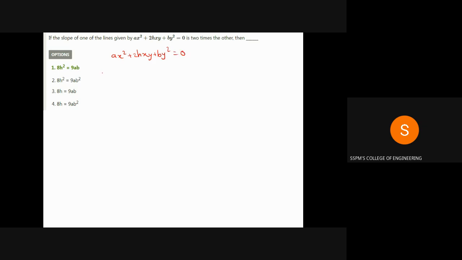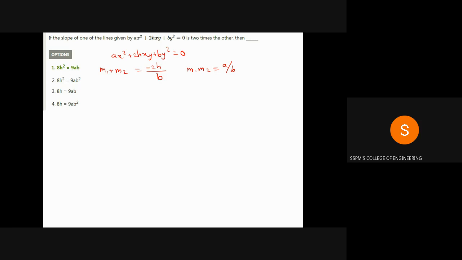Now, what is m1 plus m2? m1 plus m2 is minus 2h divided by b, and m1 m2 is equal to a by b, according to the condition. What is the given condition? What is given in the question?